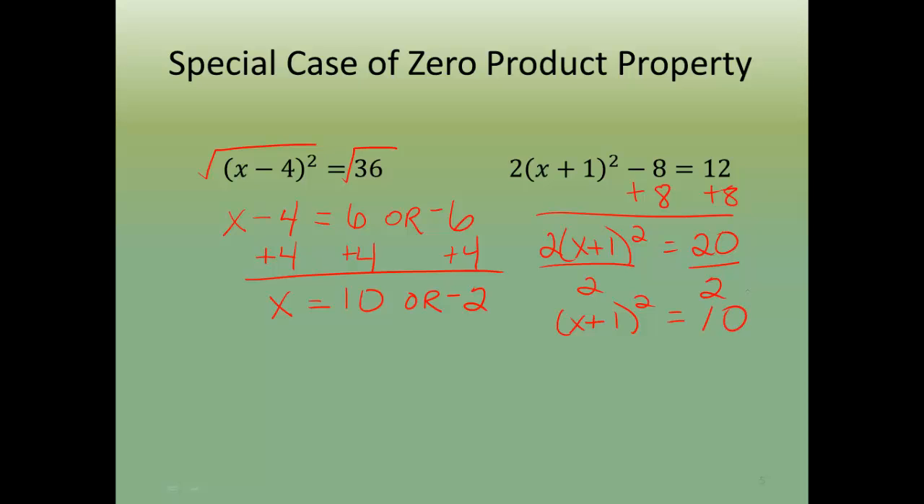Now that I have the x squared by itself, I can take the square root of both sides. I'm left with x plus 1, and I have the positive and the negative square root of 10. Okay? I don't need to get the decimal equivalent. When I subtract the 1 from both sides, I'm going to leave that out in front so I don't confuse that with the square root. And here are my two x-intercepts of that. Not pretty, but it works.